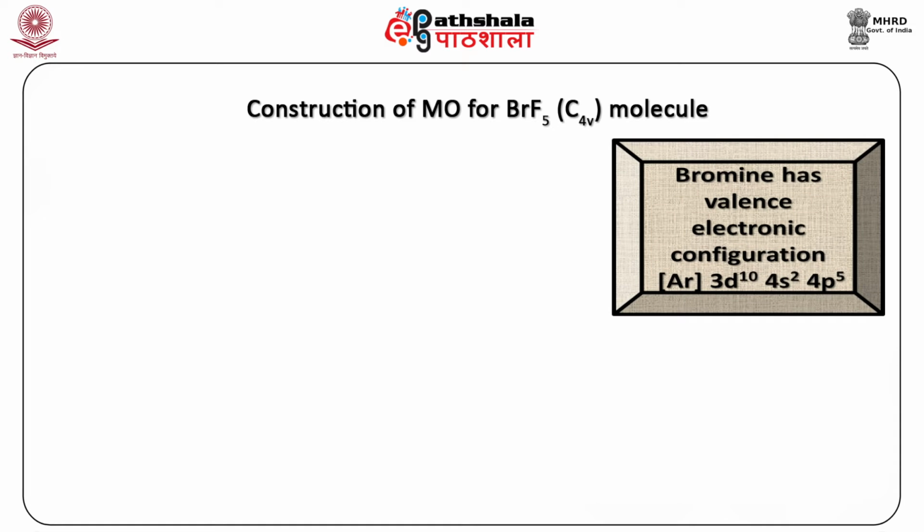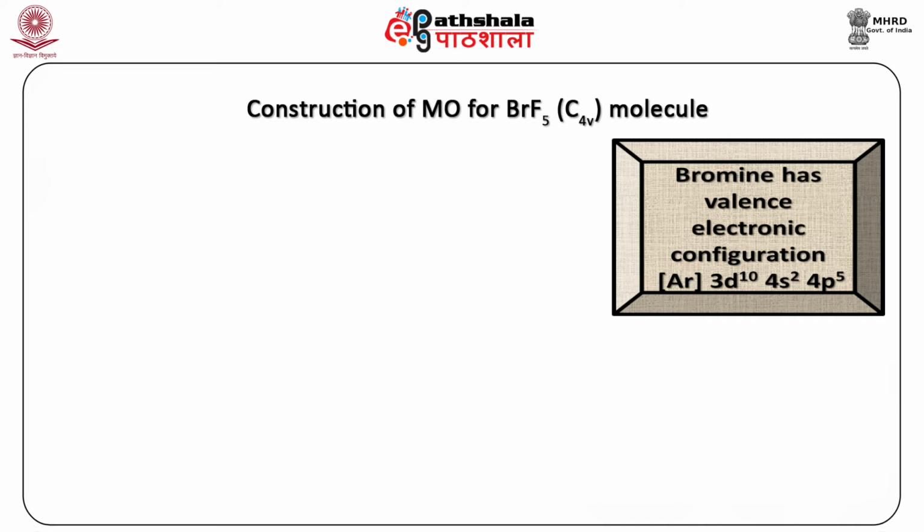The first example taken into consideration is the molecular orbital for the BrF5 C4v molecule. As we are already aware of the sigma bonding hybridization for this molecule, we will discuss the formation of molecular orbitals and the energy level diagram for the same.